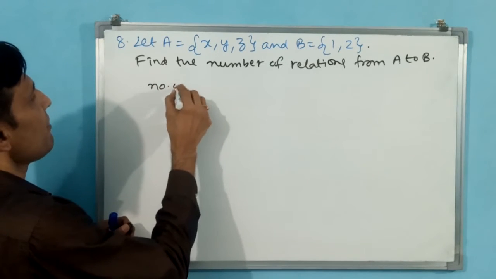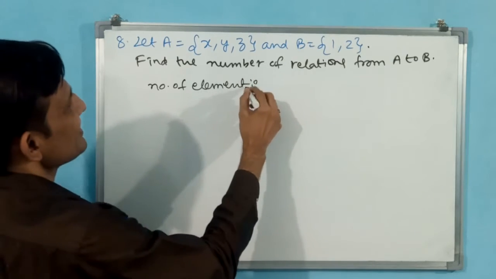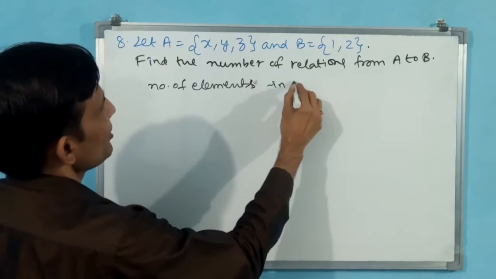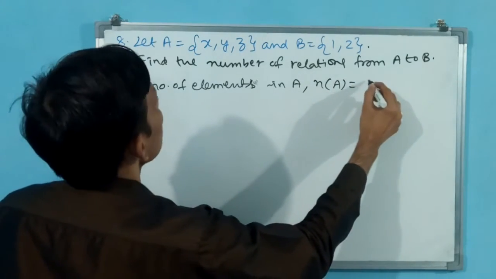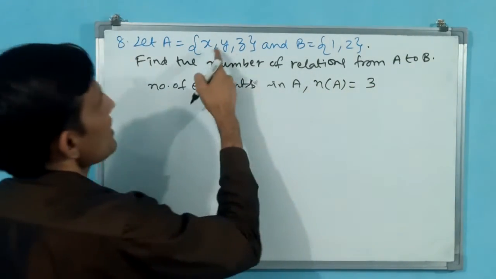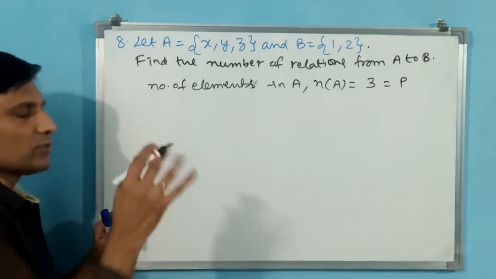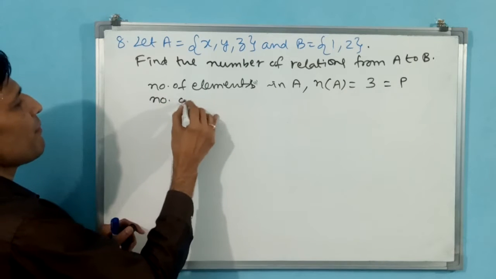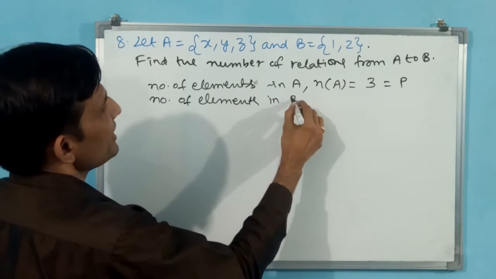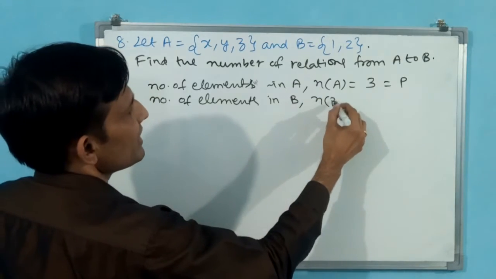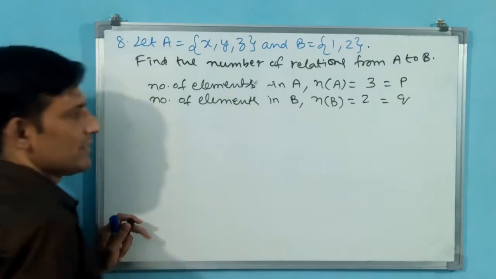You write like this: number of elements in A, A means here set A, n of A is equal to 3. Okay, 1, 2, 3. That is equal to P. Then again you write number of elements in B, B means set B, n of B is equal to 2. That is equal to Q, you write.